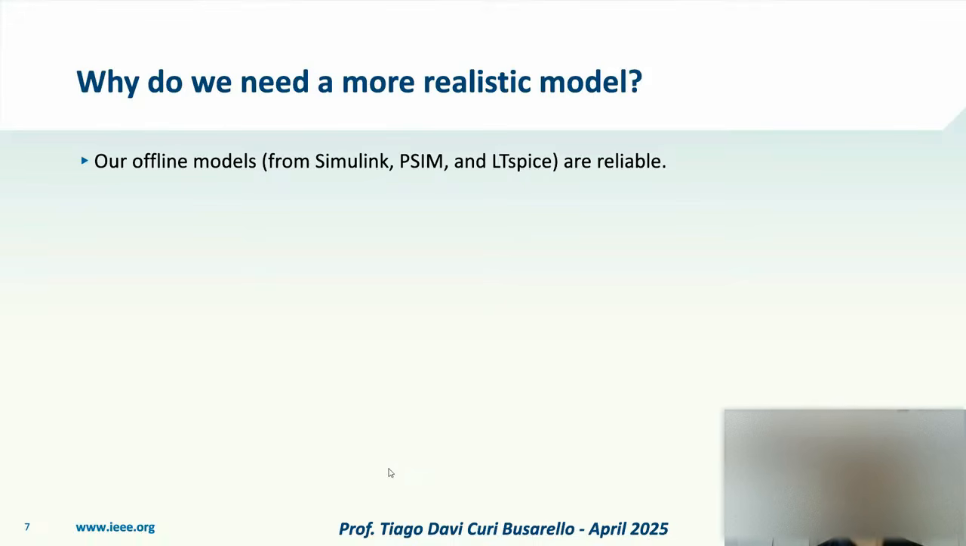Because our offline models from Simulink, PSIM, LTSpice are really reliable, especially from SPICE, because they have hundreds of parameters inside the components. We can change temperature of the junction, we can change capacitances, internal capacitances. If you take a look at the parameters that we are allowed to change in LTSpice, you're going to see that they have really reliable models. So why do we need a more realistic model?